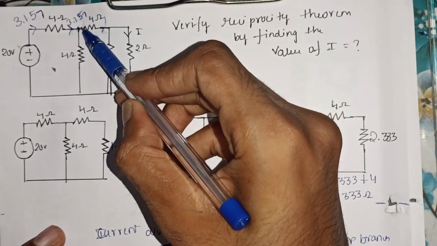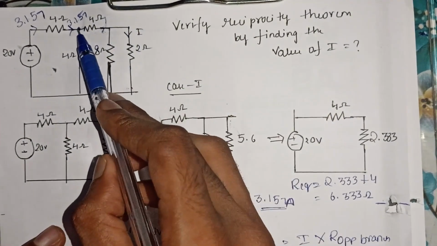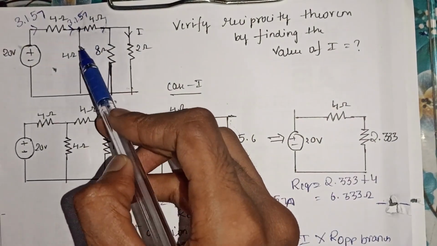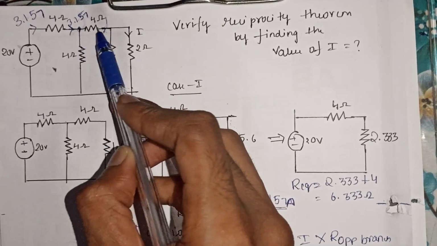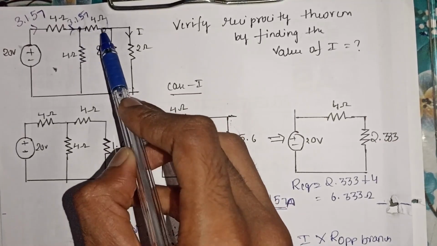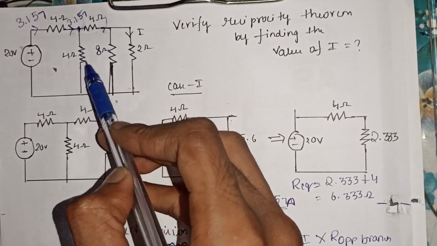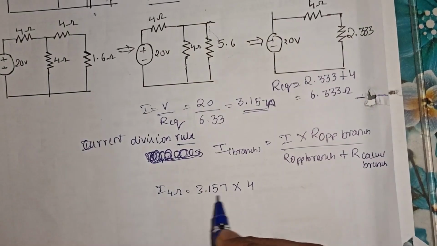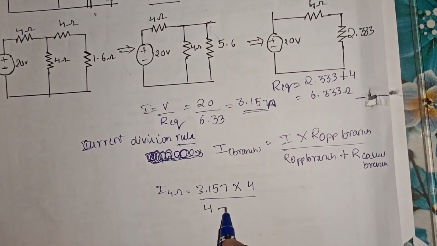My opposite branch is nothing but your 4 ohm resistance, because you can see here that at this node the current splits into two directions. That is, it enters into 4 ohm and another part of current enters into this branch. Since I'm calculating the current entering through this branch, my 4 ohm resistance obviously becomes the opposite branch resistance. So it is into 4 divided by the opposite resistance plus the calculating branch.